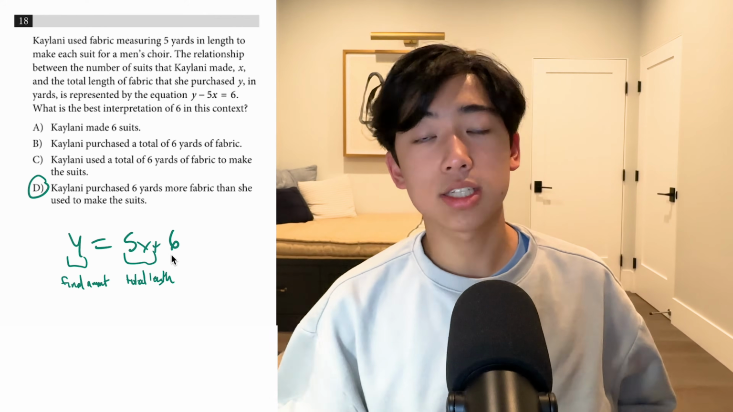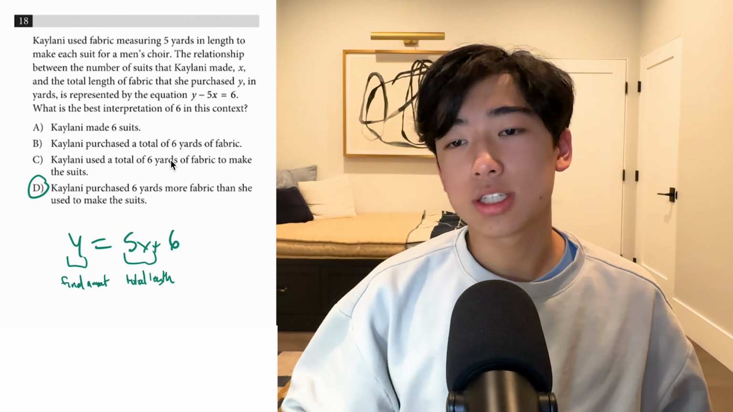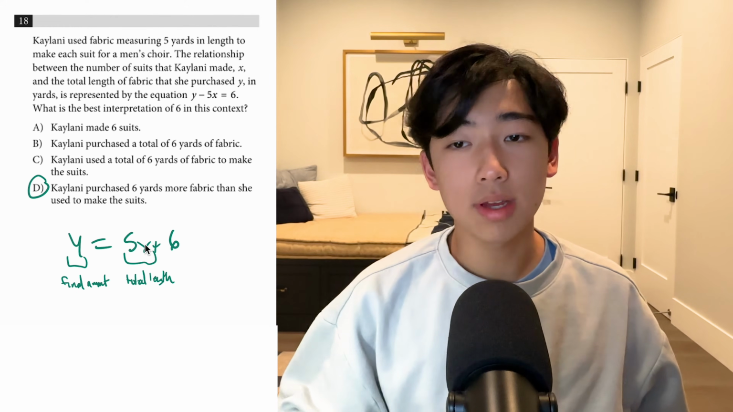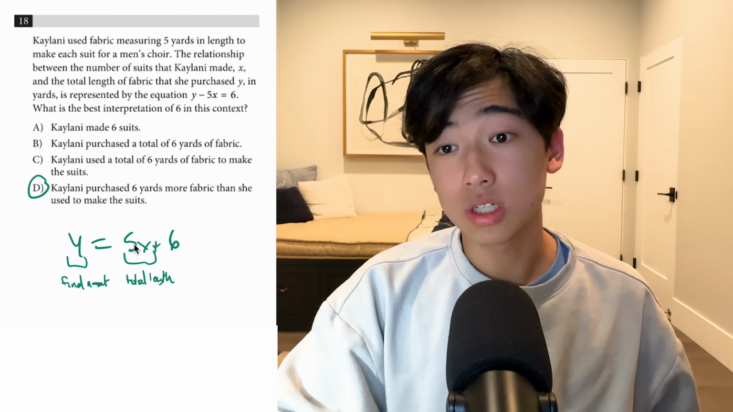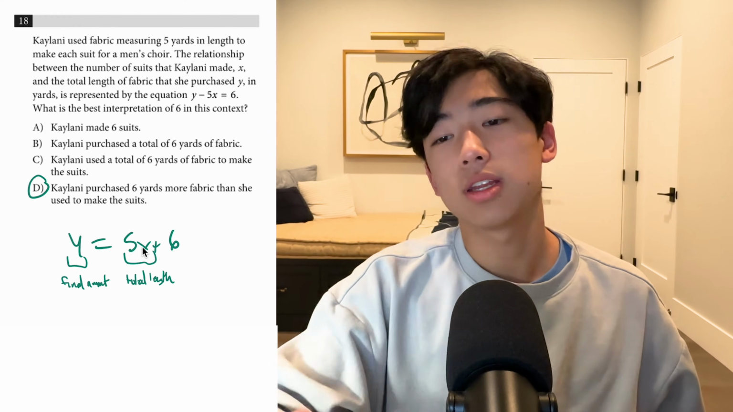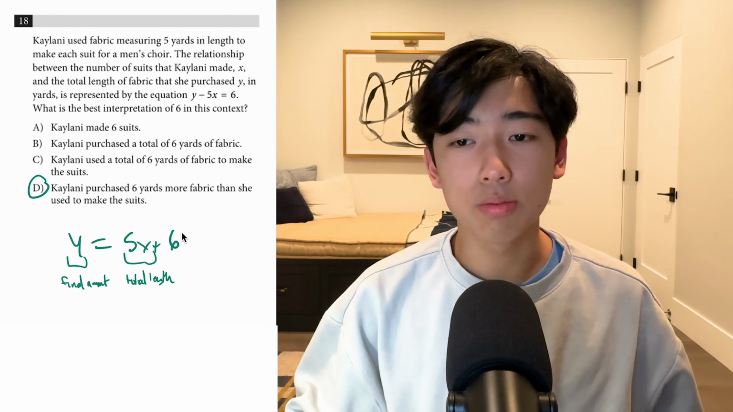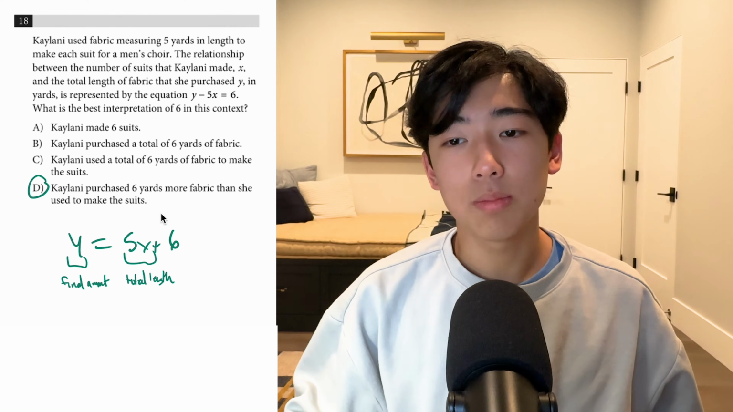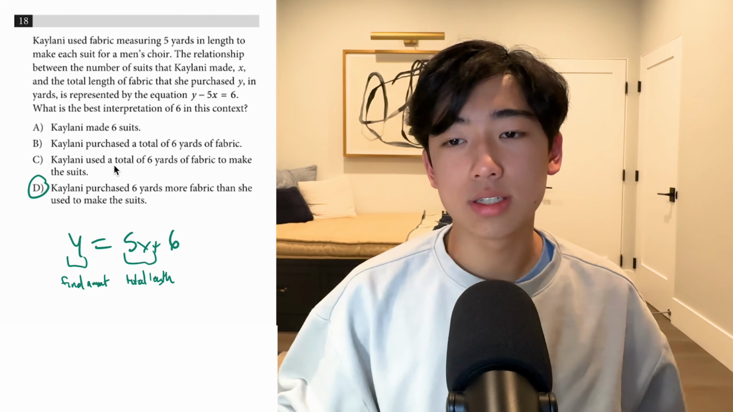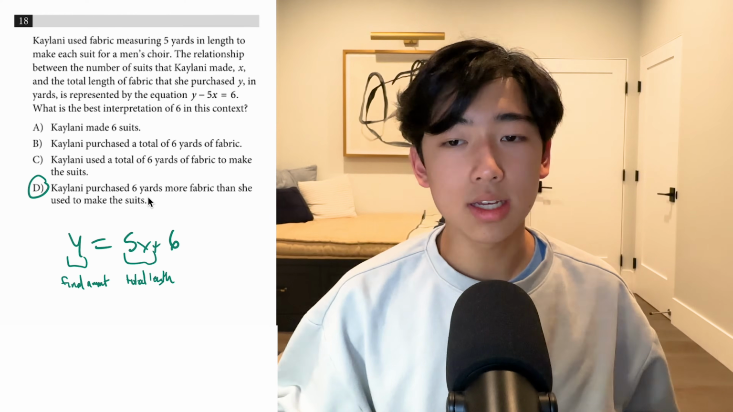So in this case, it's asking, what does the 6 even mean? So we can say that here she made 6 suits. That's clearly not right, because x represents the number of suits she makes, and we don't know that. Choice B, she purchased 6 fabrics. That's not true, because you can just plug in easy values. If we made 1 suit, then the total fabric she would need would be 11, because it'd be 5 plus 6 equals 11. So it can't be B. Can't be C either, because it's once again total, but we don't know how many suits she made. So it has to be D.